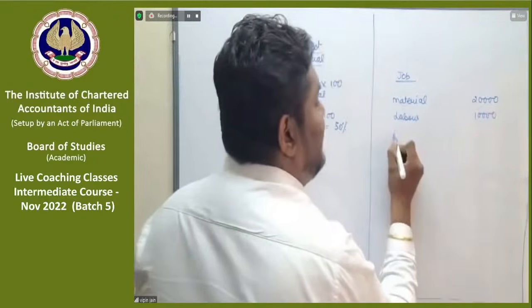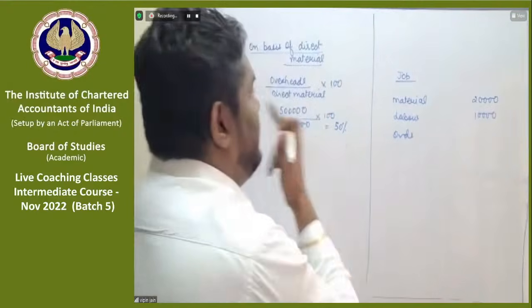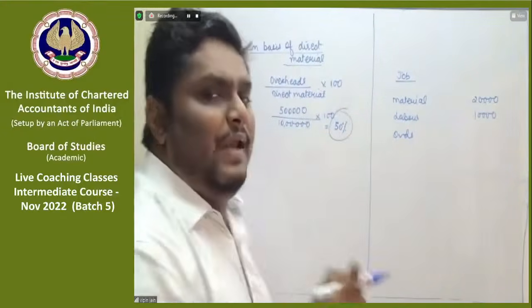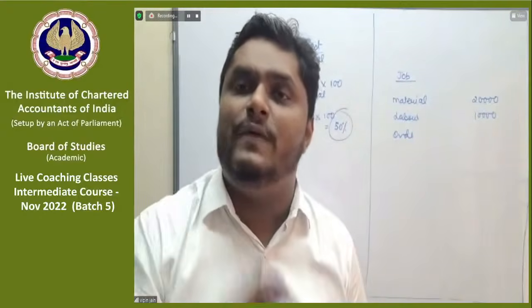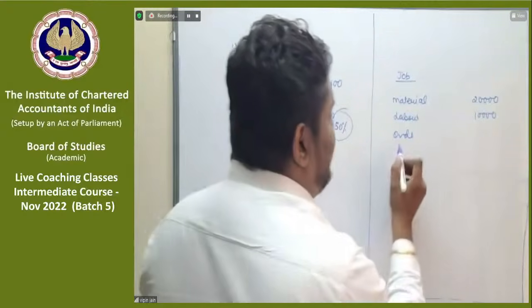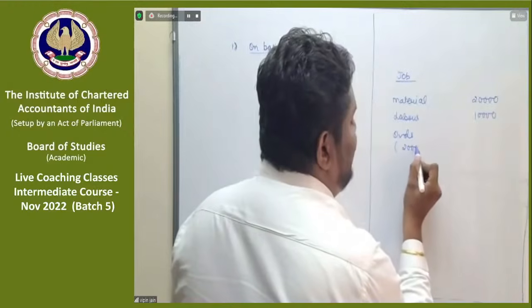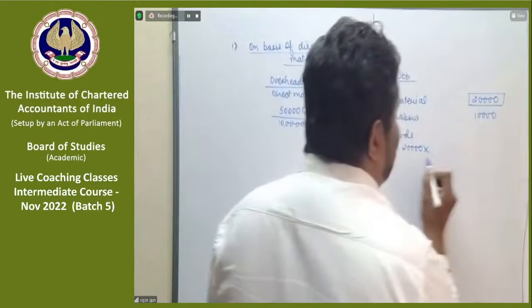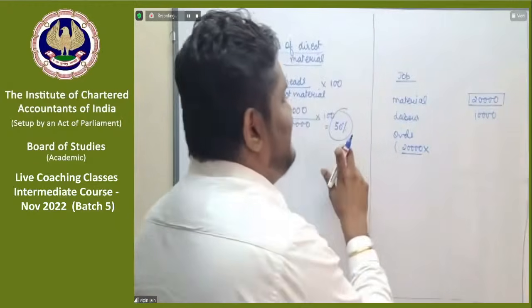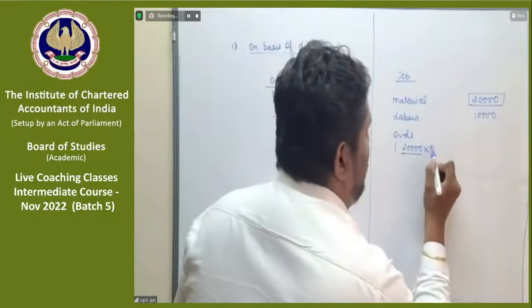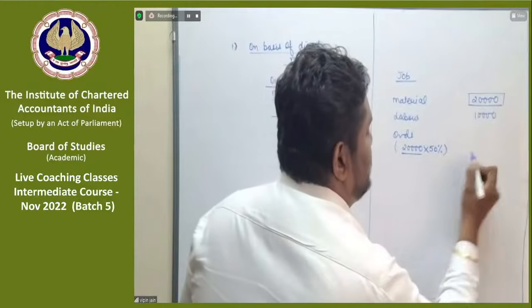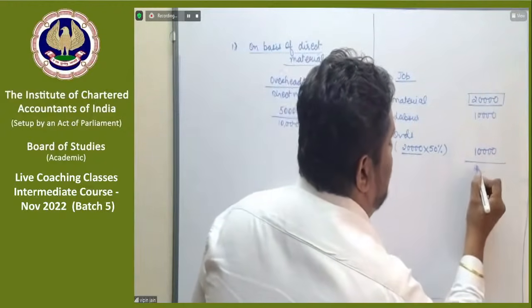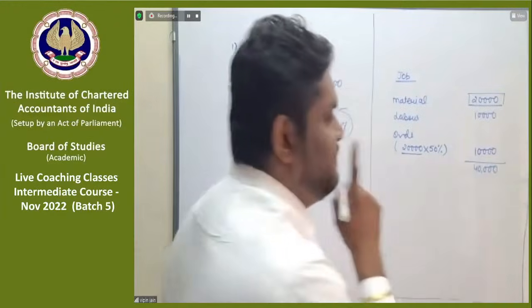Now, how much will be the overheads? Very simple. This department is more material intensive, and we have calculated the absorption rate on the basis of direct material. So whatever the overheads will be, that will be absorbed on the basis of direct material. In this particular job, the total material cost is 20,000. Since the overheads are absorbed on the basis of direct material, the overheads charged to this job will be 10,000. So the total cost of job will be 40,000.